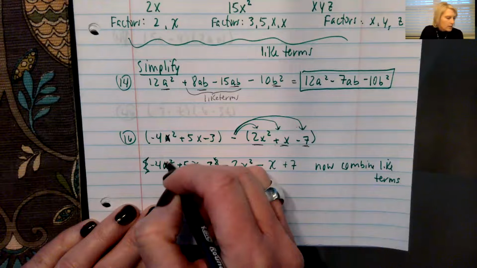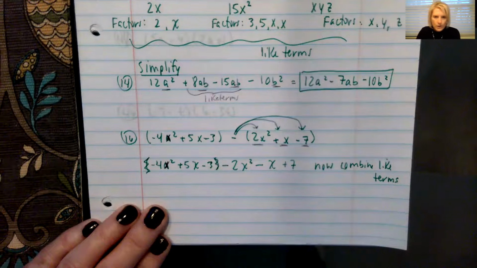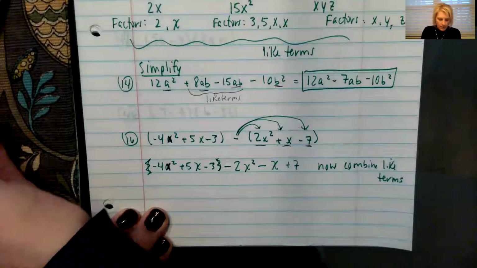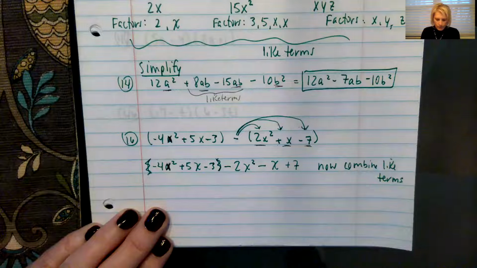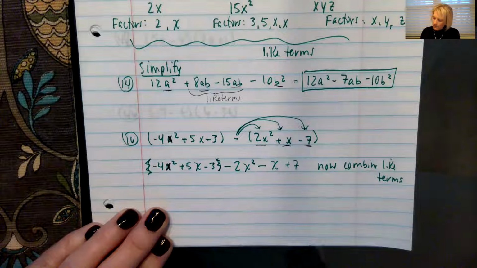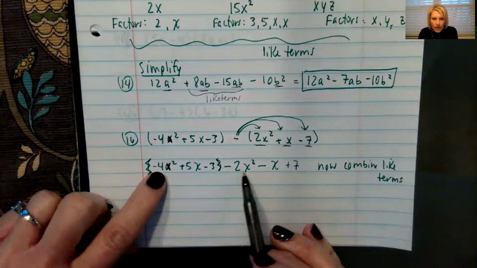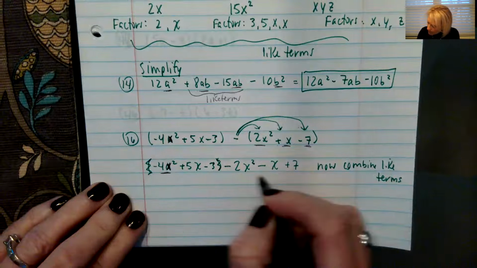That should be X squared. I thought that seemed weird and you probably did too. You probably already caught it. Okay, so we have the X squared terms, those are alike.